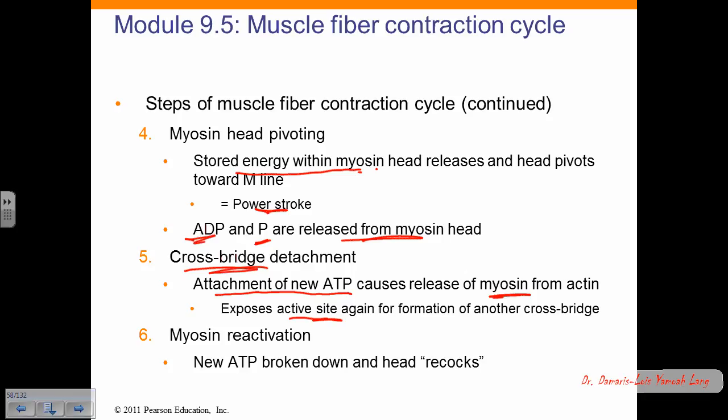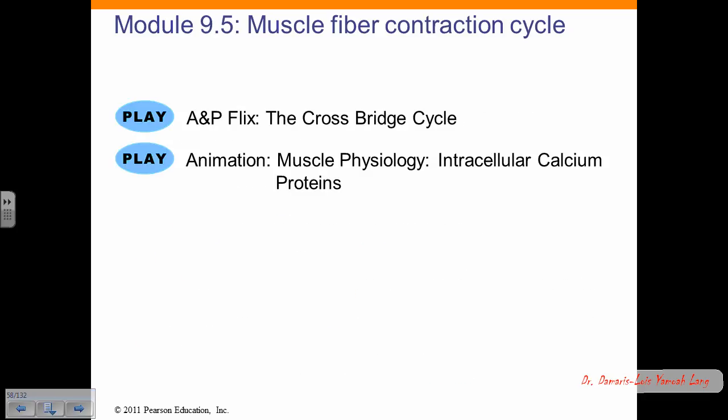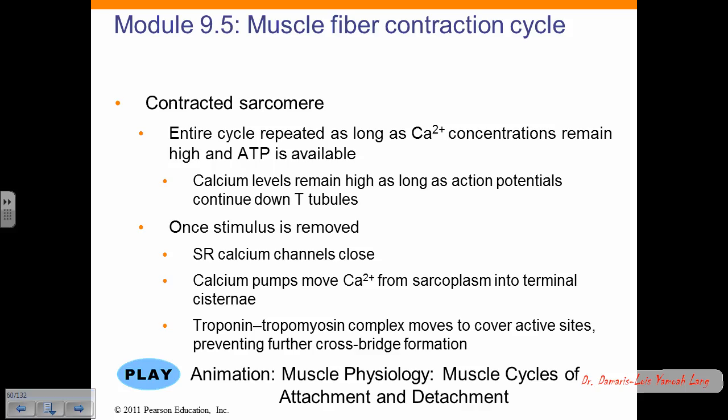Okay. So myosin reactivation is when new ATP is what? Broken and then it recoils. Does that make sense? It's very simple. So the cycle will repeat so long as there's what? Calcium. So how does the contraction end?